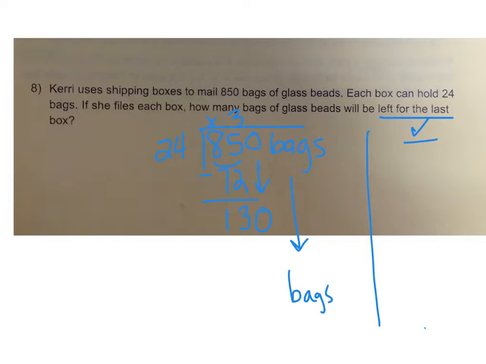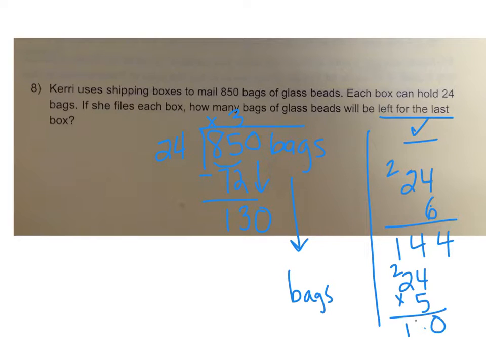So I know that 3 times 24 gave me 72, so I'm going to try 6 of them. That gives me 144. That's too much. Alright, so 5 gives me 120 bags of beads. When I subtract, I get 10 left, and I know they're my leftover bags.